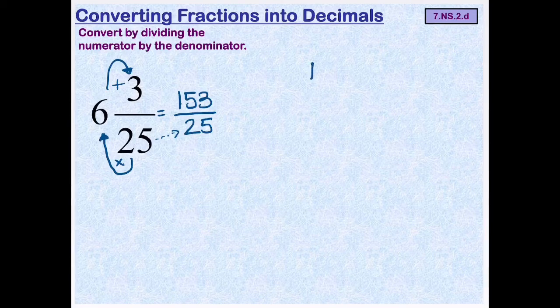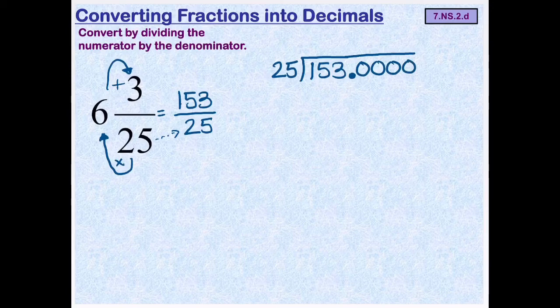So we're going to do top, 153, divided by 25, the bottom. Top divided by the bottom. And again, following a general rule here, I'm going to add a decimal point, and we're going to add as many zeros as we think we need. And then always bring that decimal straight up into that quotient. That's very important.